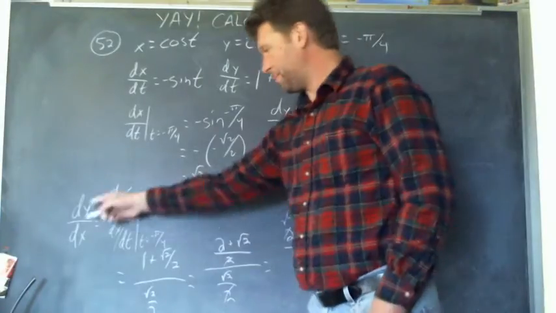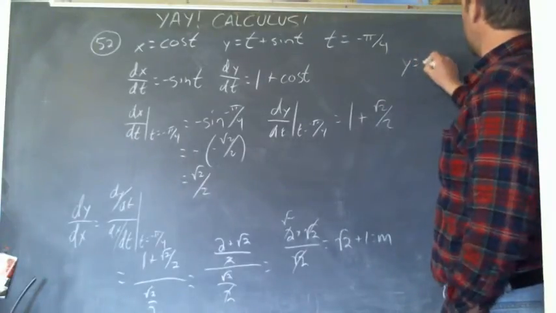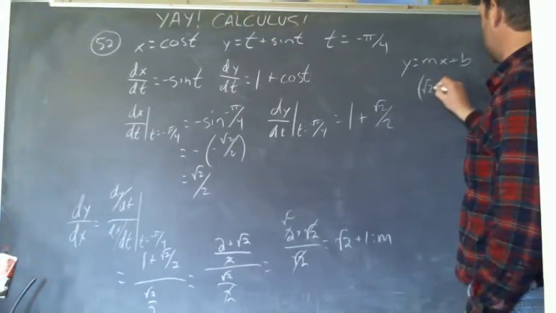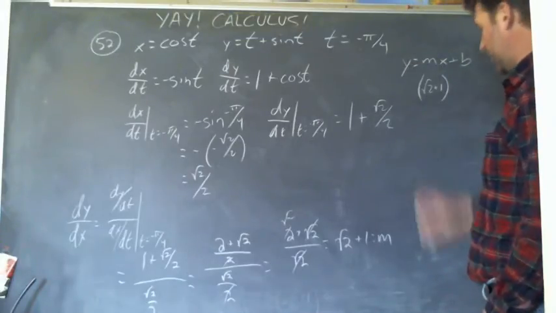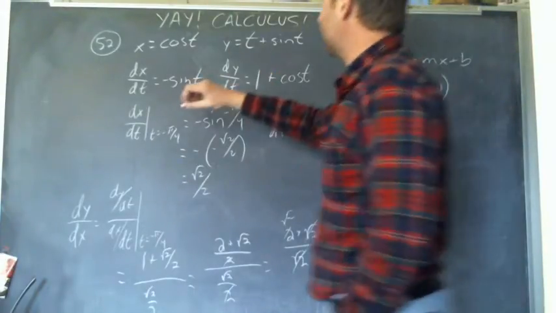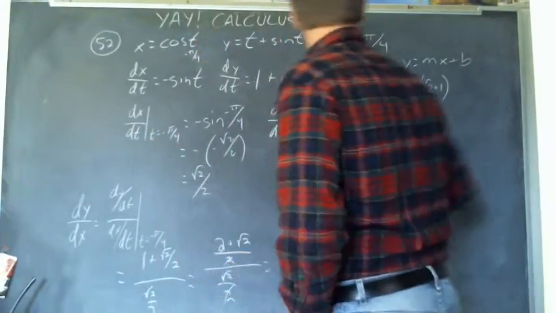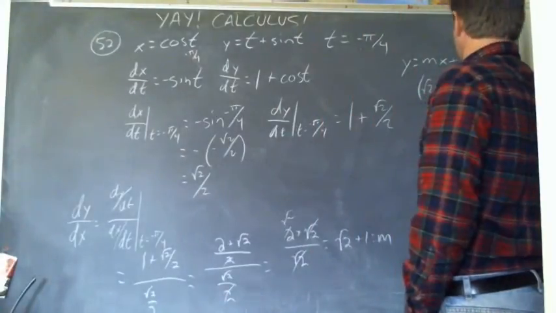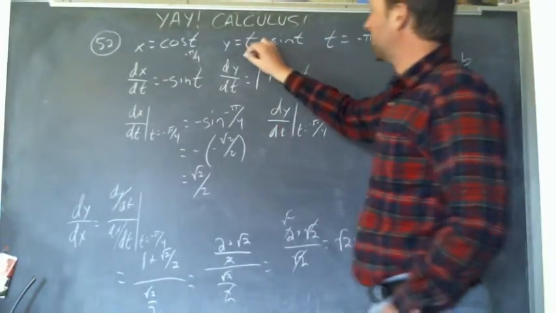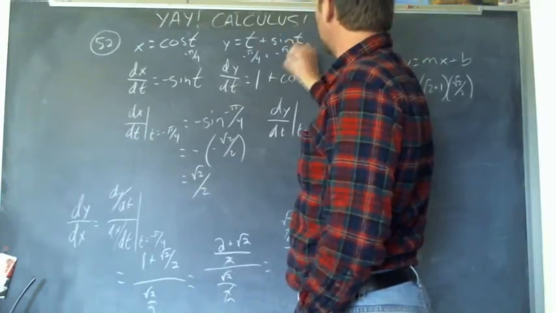And of course, this is our slope of our tangent line. y equals mx plus b. m is satisfied at radical 2 plus 1. We need to find our y and our x. We'll substitute in negative pi over 4 here for x. Cosine of negative pi over 4 is radical 2 over 2. Substitute in t equals negative pi over 4 here. It'll be negative pi over 4 plus the sine of negative pi over 4 is minus radical 2 over 2.